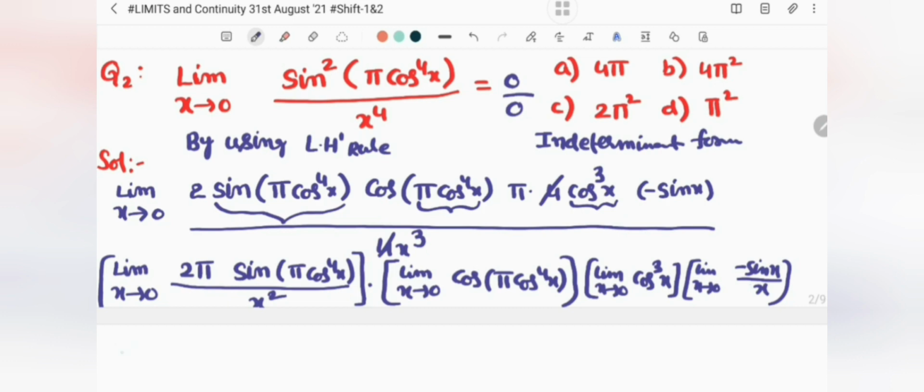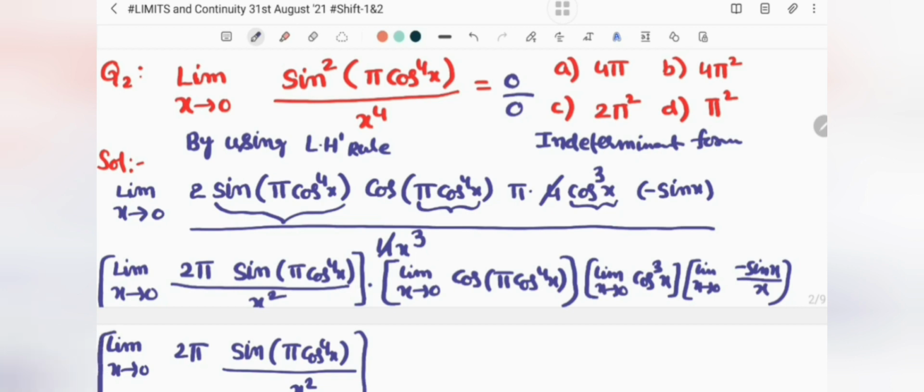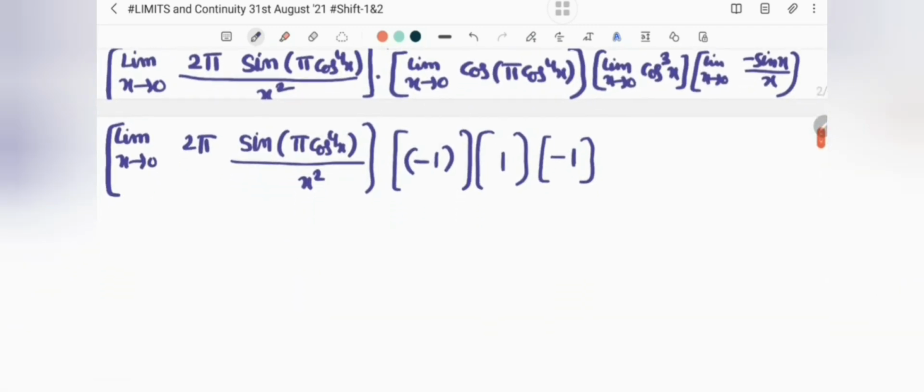So simplification, limit x tends to 0, keep it like this only, don't disturb this term, sin of pi cos power 4x divided by x square. Now x is equal to 0, substitute, cos power 4 of 0 is 1. So cos pi is minus 1. Ultimately this value is minus 1. X is equal to 0, cos cube 0 is 1. So limit x tends to 0 sin x by x. Here minus is there, minus 1. So ultimately this limit goes to minus into minus, plus.